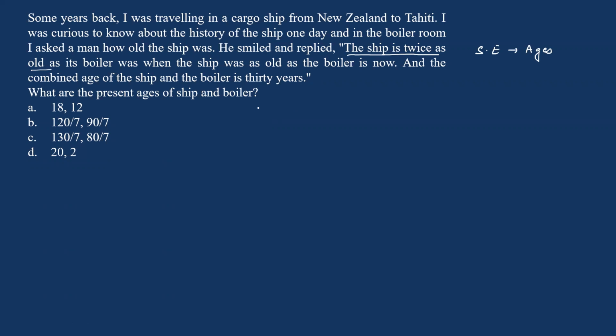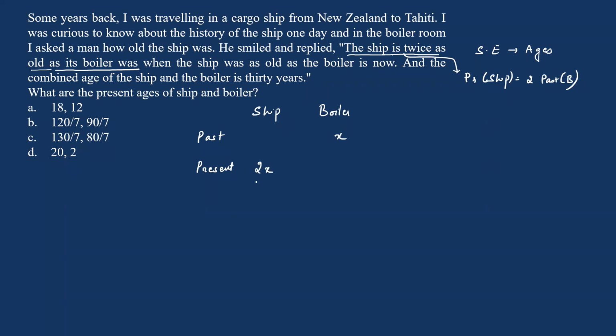Okay. So we know that in these kinds of questions, if I'm talking about a ship and a boiler, there is definitely some past age and there is definitely some present age. I'm told that the combined age of the ship and the boiler is 30 years. The ship is twice as old as its boiler was. That means the present age of the ship is twice the past age of the boiler. Clear? So if I take the boiler's past age as x, then the present age of the ship is equal to 2x. This is the first thing that we have here.